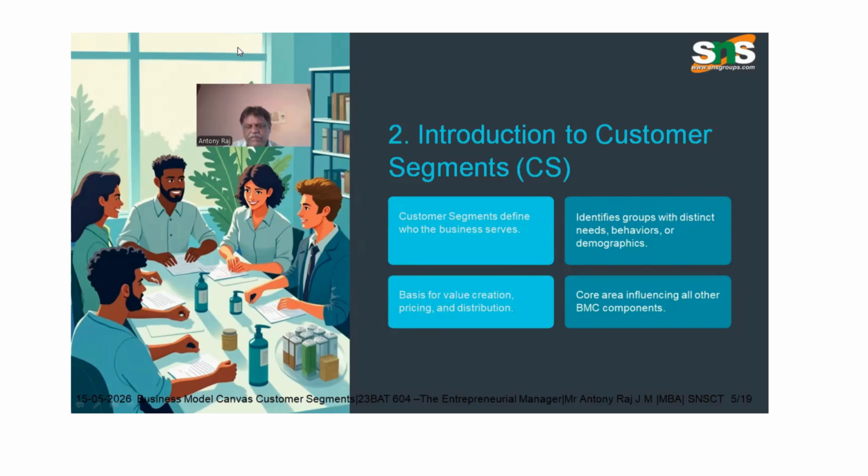They can be based on the behaviors, or based on demographics. And on that basis, for different groups, we can give customized value creation, as well as pricing and distribution. Customer segment is a very important area. It's a very core area which influences the other 8 elements of the business model canvas.